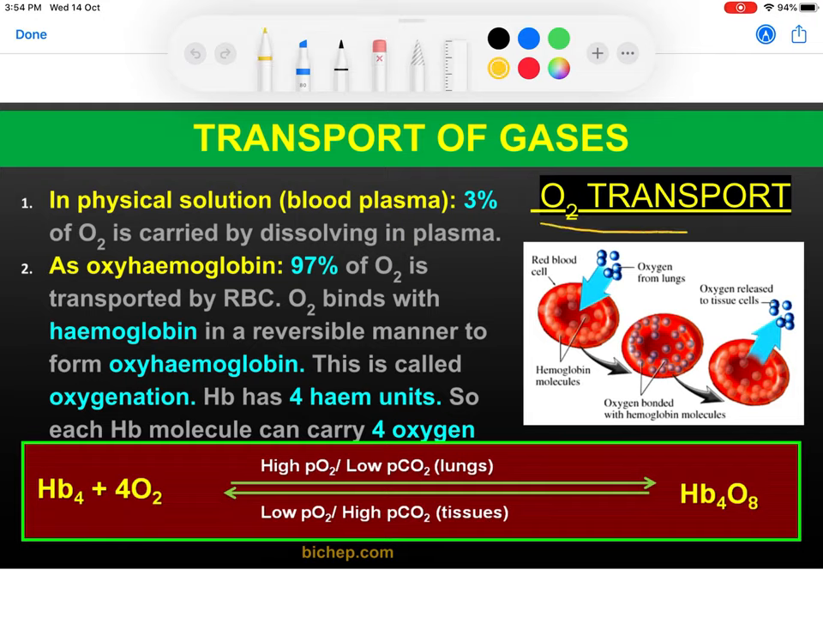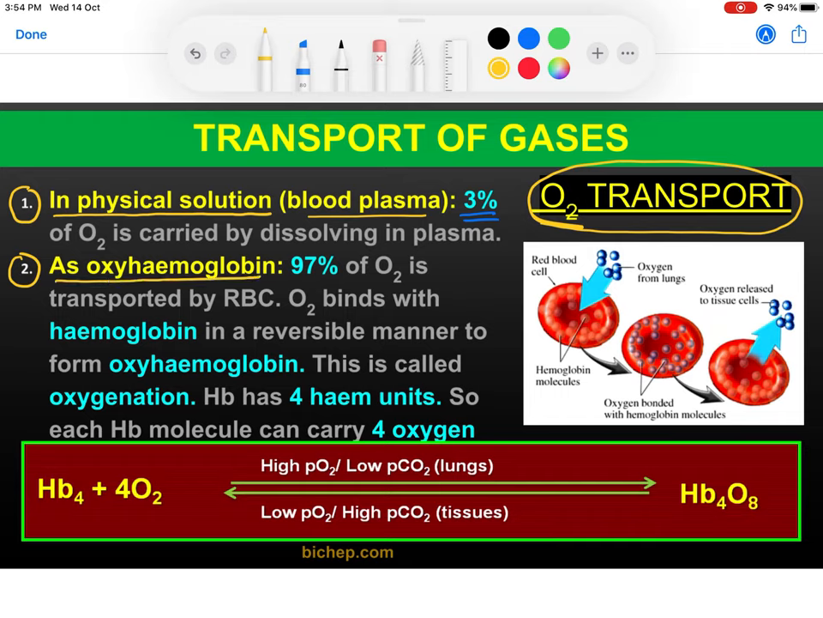So the transportation of oxygen is in two ways, as we have discussed earlier. Number one, in the form of physical solution. It is dissolved into the blood plasma. According to the number given in the textbook, a maximum of 3% of the oxygen is dissolved in the physical solution, right? The second mode of transportation of oxygen is as oxyhemoglobin, and according to the textbook figure it is 97%. So on average 97% of the oxygen is transported by RBC. RBC contains hemoglobin on its surface, as we know.